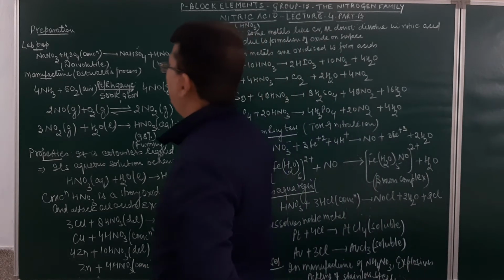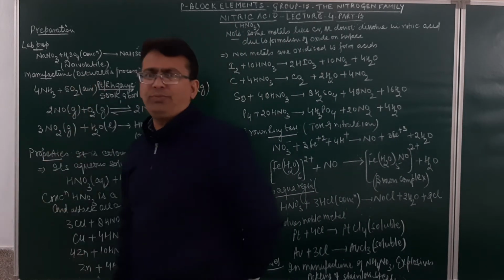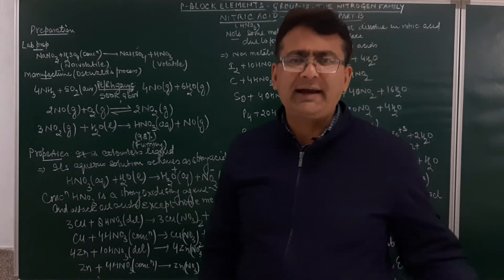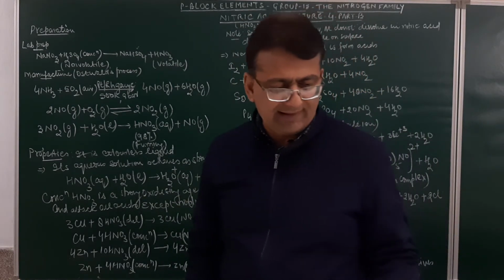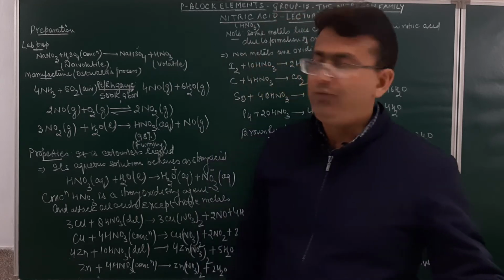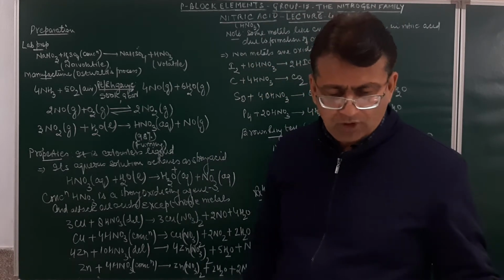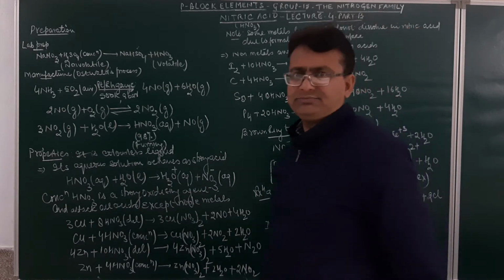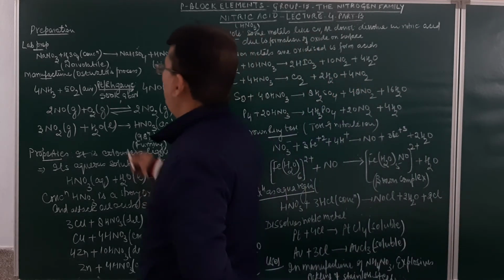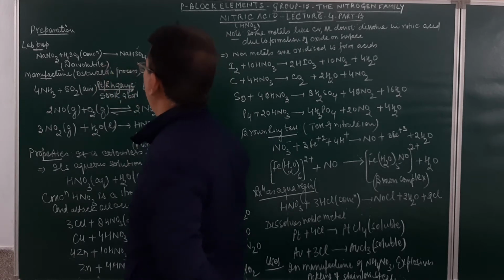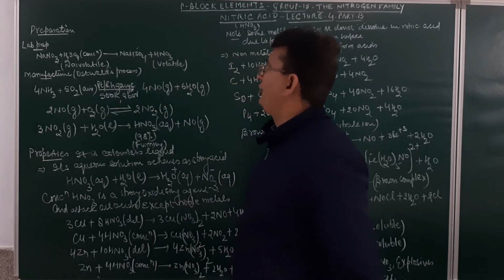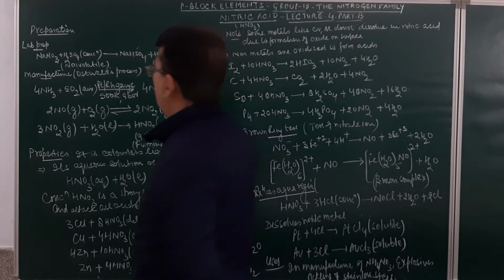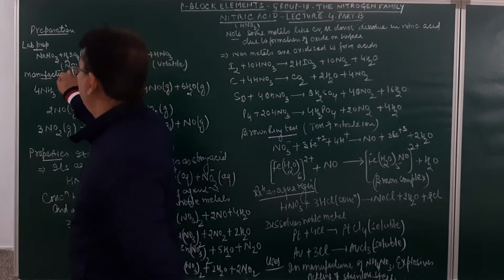The question can be asked, why HCl cannot be used? Because HCl is also volatile in nature, and the separation of HCl and HNO3 will then be a difficult task. Am I clear? So, when sodium nitrate reacts with concentrated sulfuric acid, it will result in the formation of sodium bisulfate and nitric acid. Now, second is the manufacture of nitric acid.